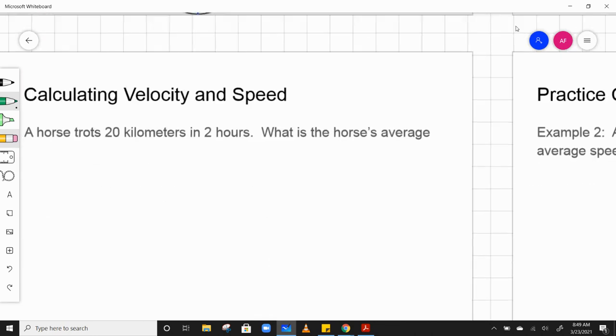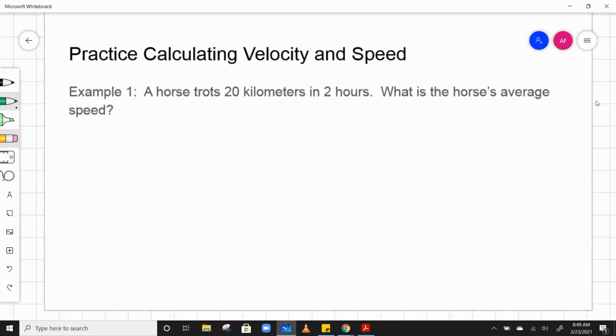Okay, so let's do that with this first problem. The first problem is really simple. A horse trots 20 kilometers in 2 hours. So those are the two known things. We want to know the average speed.